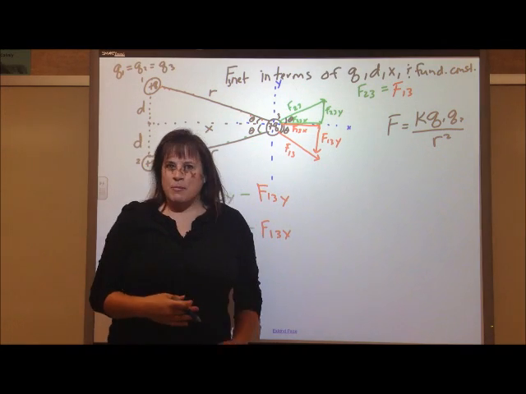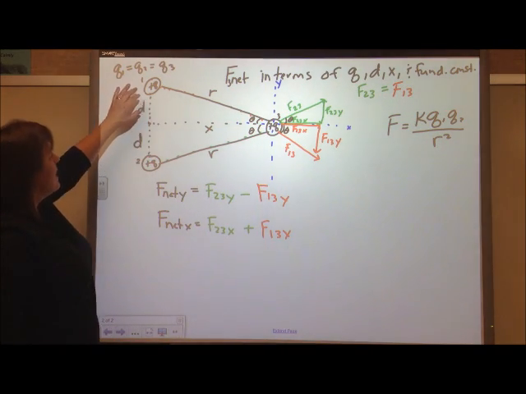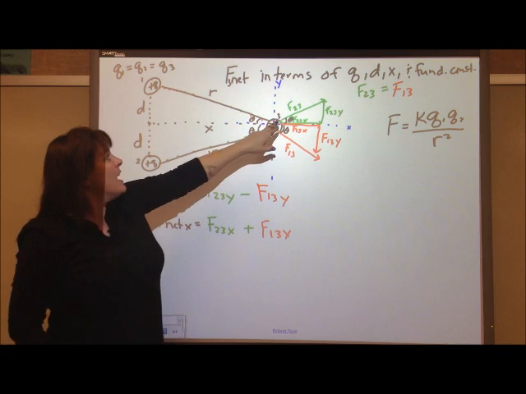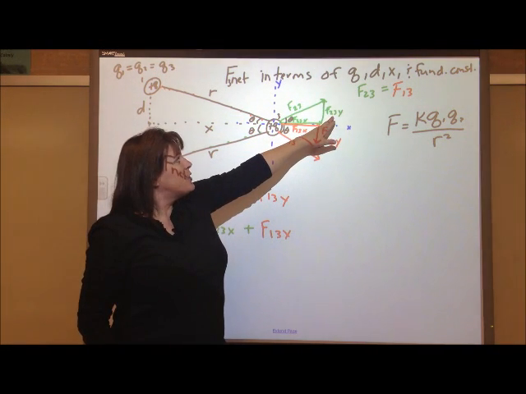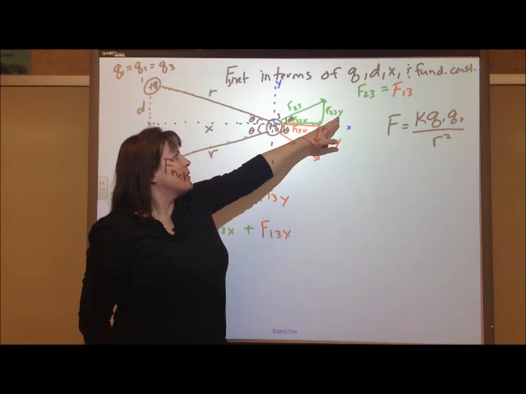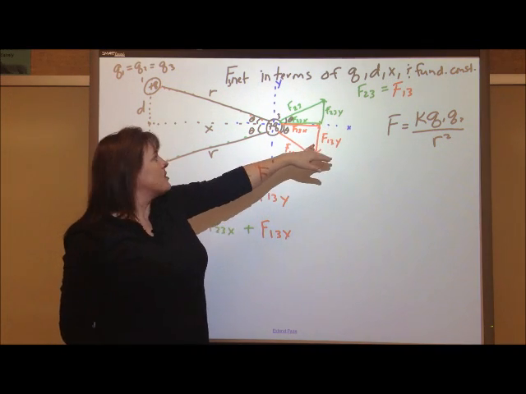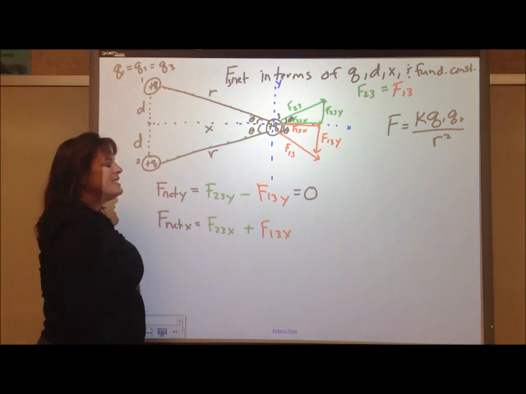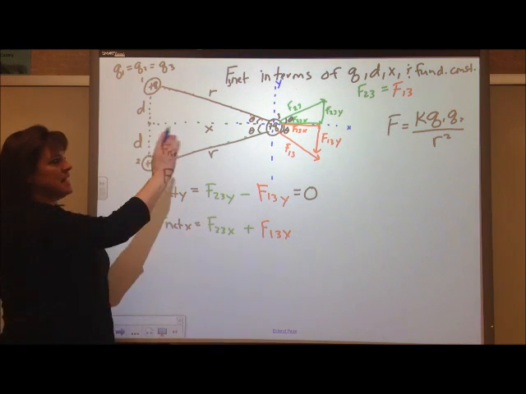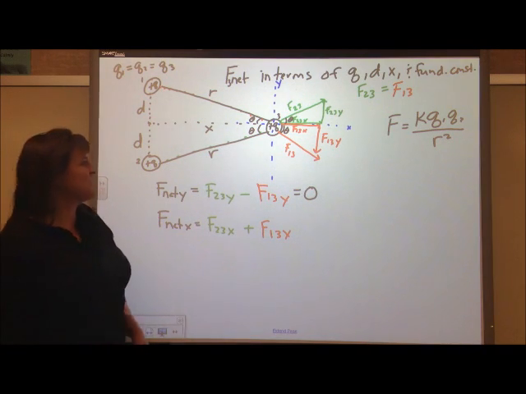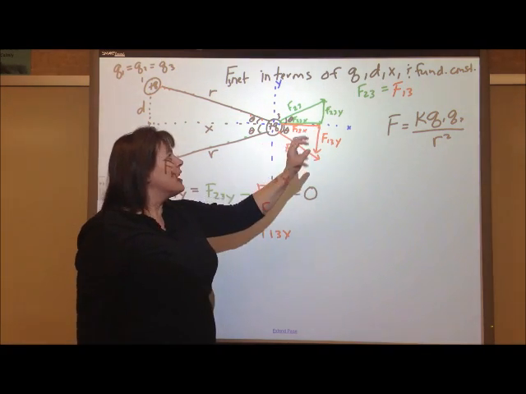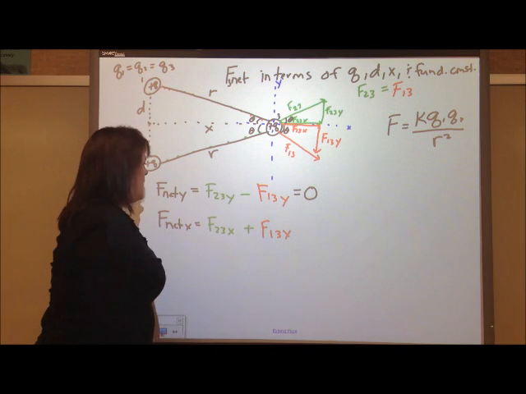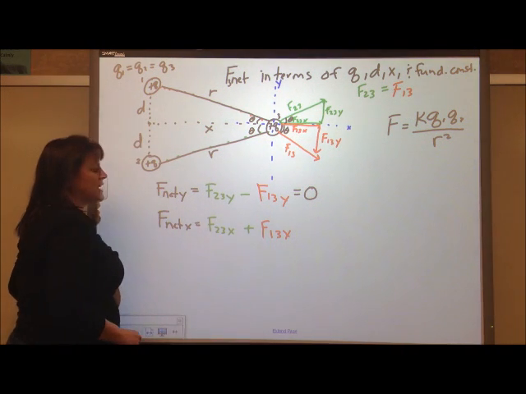And while I did a lousy job drawing the triangles, if we look at the sides D, x, R, these triangles are the same, so these two angles are the same. And if these two angles are the same, then F23y must be equal in magnitude but opposite in direction to F13y, which means that when we subtract these, that is going to give us 0, equal but opposite. The x components, however, are both pointing in the same direction, which means they add together. So let's write our equations for our forces in the x direction.